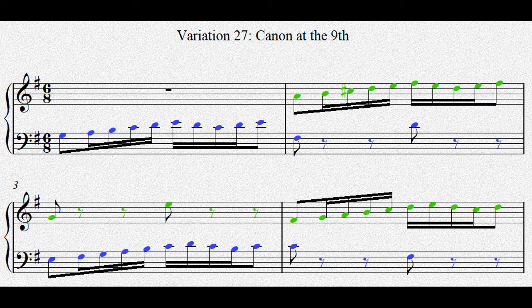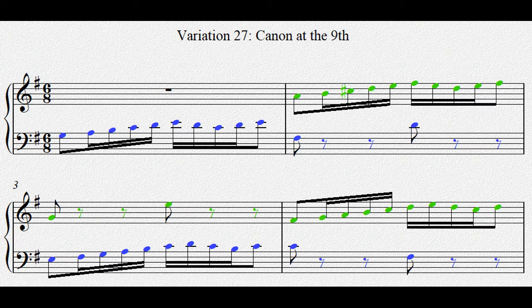Now, unlike the canons at the fourth and the fifth, there's no inversion here. Whenever the leader goes up, the follower goes up as well. They're all going the same direction all the time. But the special thing about this canon is that, as you can see here, there are no black notes. There's no separate bass part. It's just the leader and its follower.